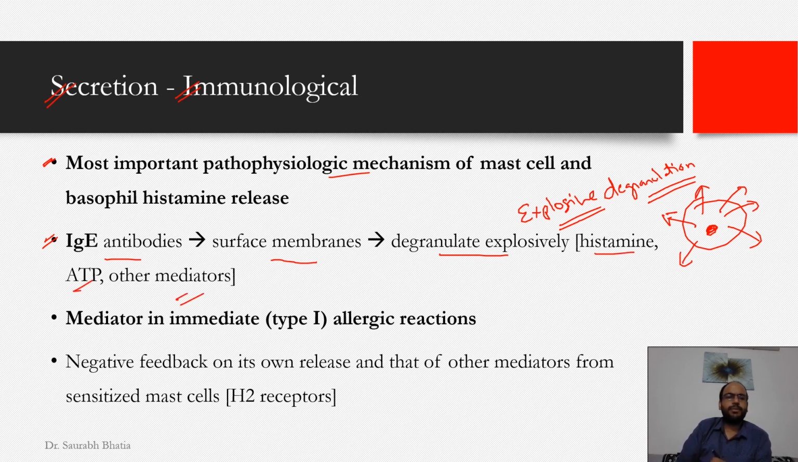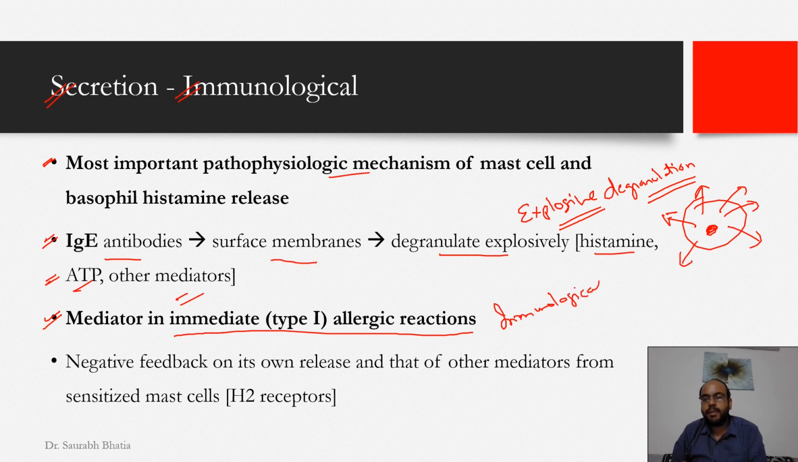So ATP is also one of those itching and vasodilatory mediators. Now this process is the one which is used in immediate type 1 allergic reaction. So type 1 allergic reaction is based on the immunological release of histamine. So by the immunological release of histamine you have the type 1 allergic reaction.